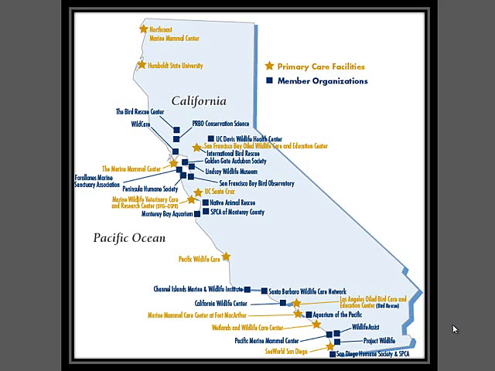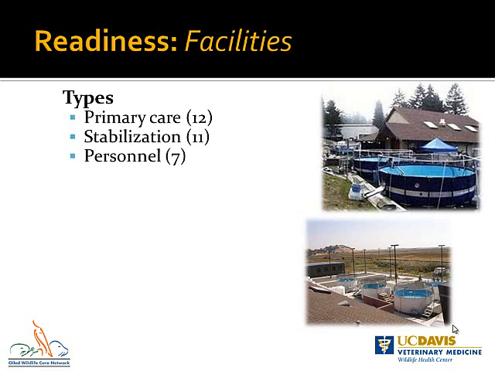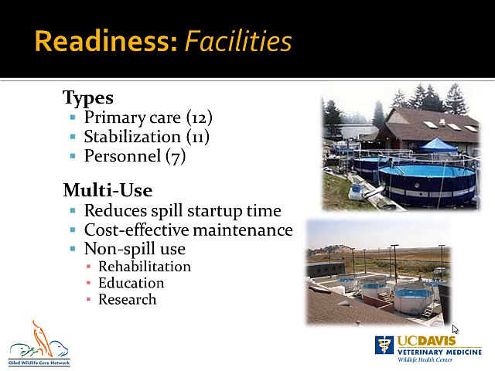So here's the map that has our primary care facilities in orange here and the member organizations. Like I said, there's the 3, the primary care, stabilization, and personnel facilities. In this region, so we have 13 primary care facilities. In this region, SeaWorld San Diego is our primary care facility. Actually 12 primary care, 11 stabilization, and 7 personnel.